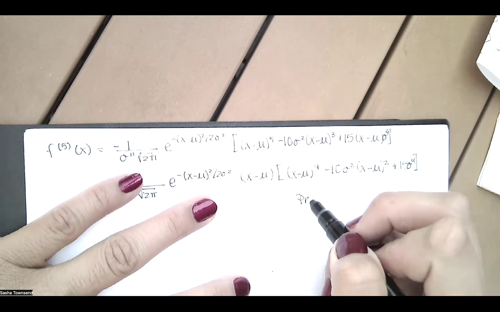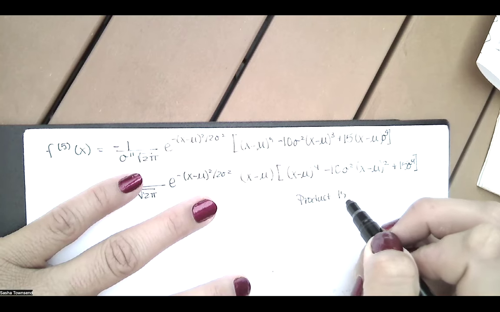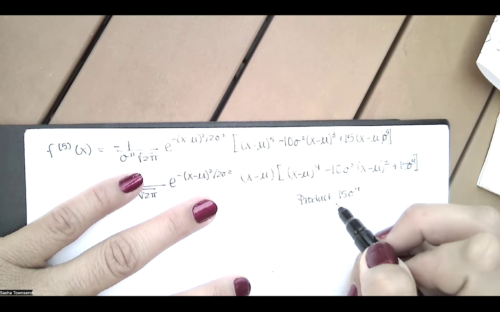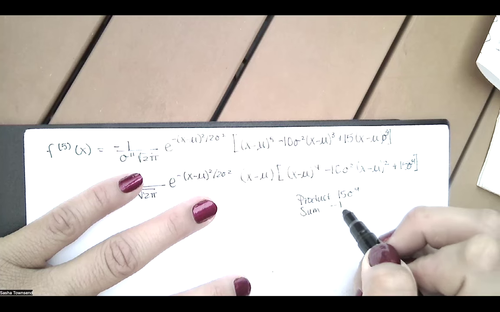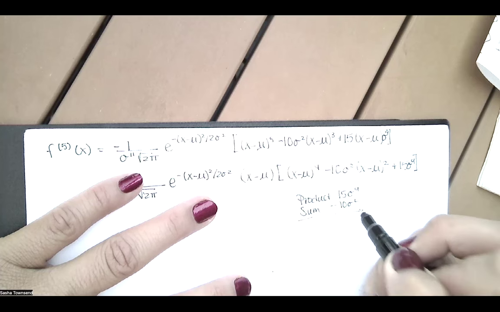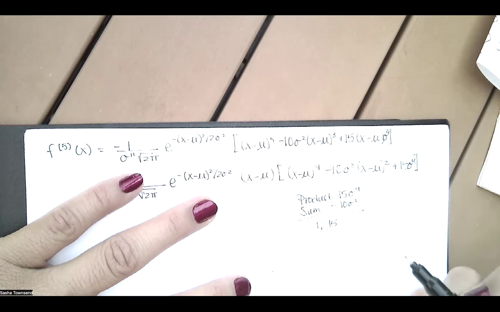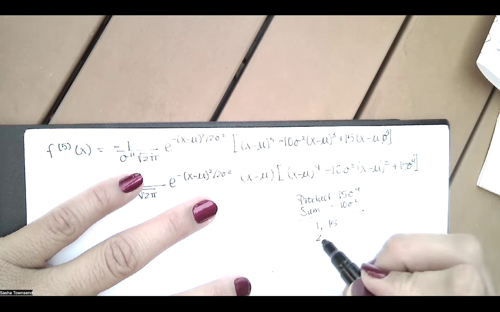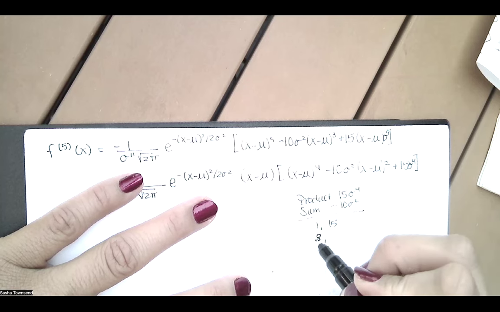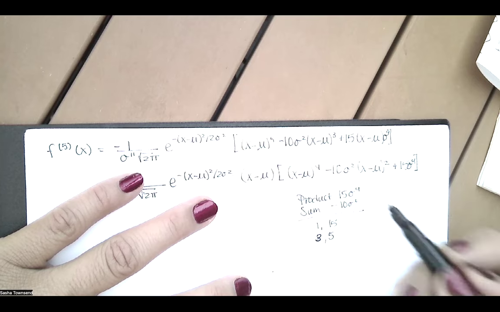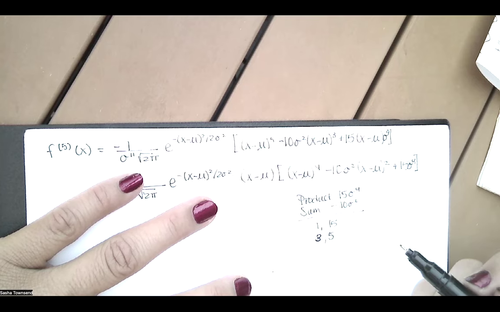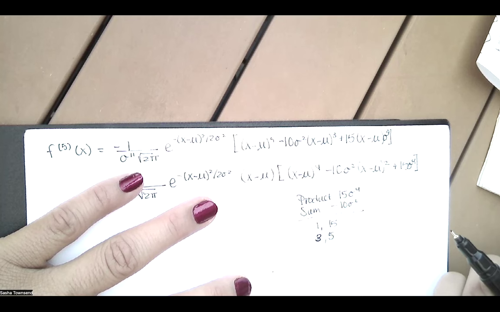I want a product of 15 sigma to the 4th and a sum of -10. I don't think we can get that. 1 and 15 won't work. 2 is not, that 15 is not divisible by 2. And then we have 3 and 5. 3 and 5 add to 8, not 10. So it doesn't look like that factors.